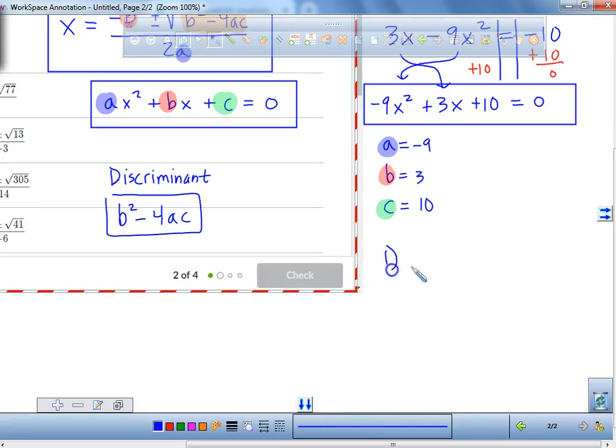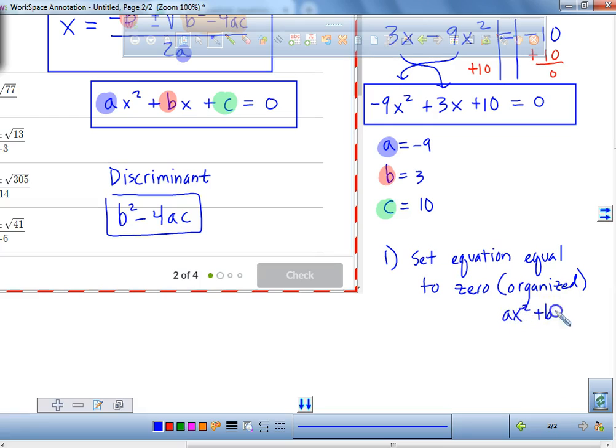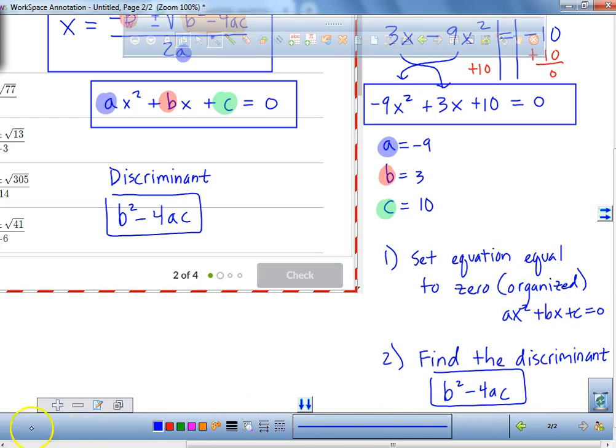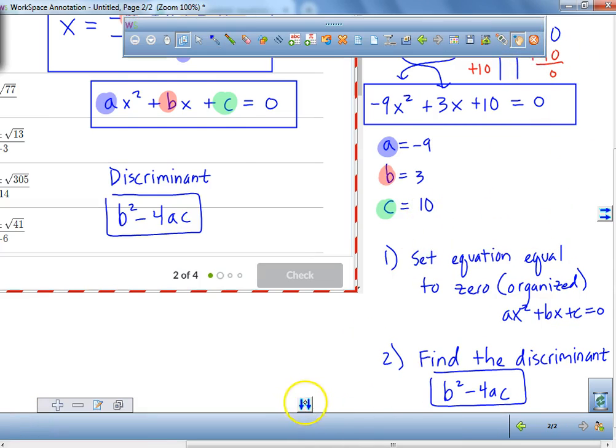So step number 1: set your equation equal to 0. I'm going to put parentheses and write the words, make sure it's organized. What does organized mean? It needs to be ax squared plus bx plus c equals 0. So that's the first thing you need to do. Step 2, we're going to write the words find the discriminant. The value of the discriminant is b squared minus 4ac. So that's what you're going to do after you organize it. You're going to find the discriminant.